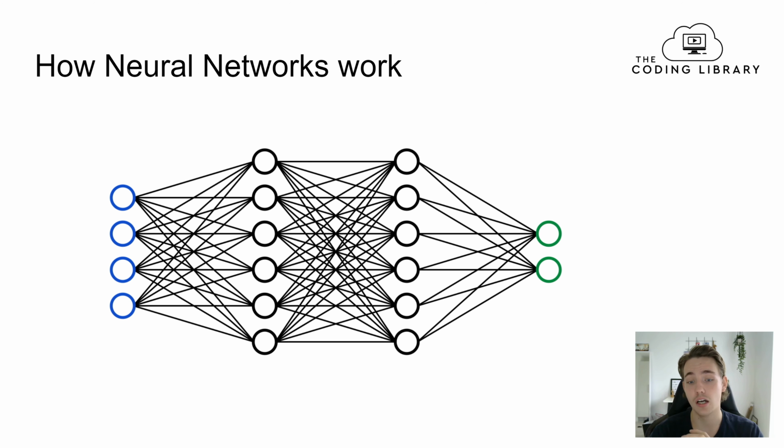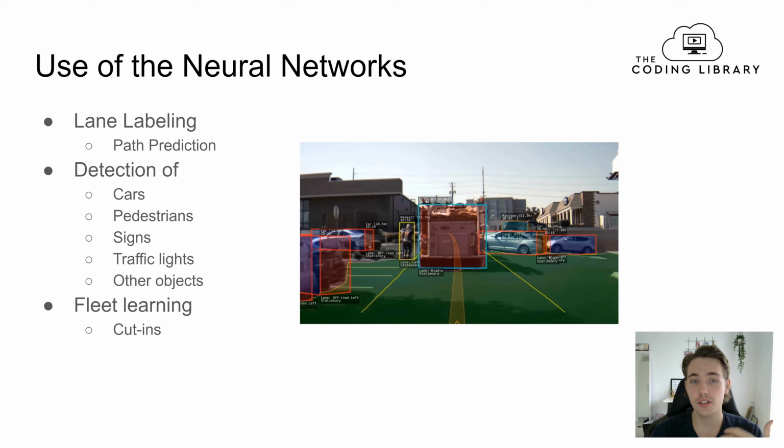So this is just how neural networks work in general, and we're also going to talk about specifically what neural networks do at Tesla. The use of neural networks at Tesla is, for example, lane labeling, where they're predicting a path that the car is going to take.